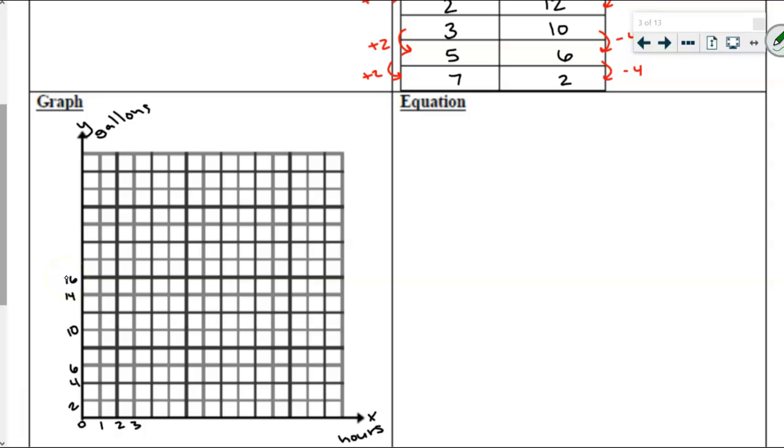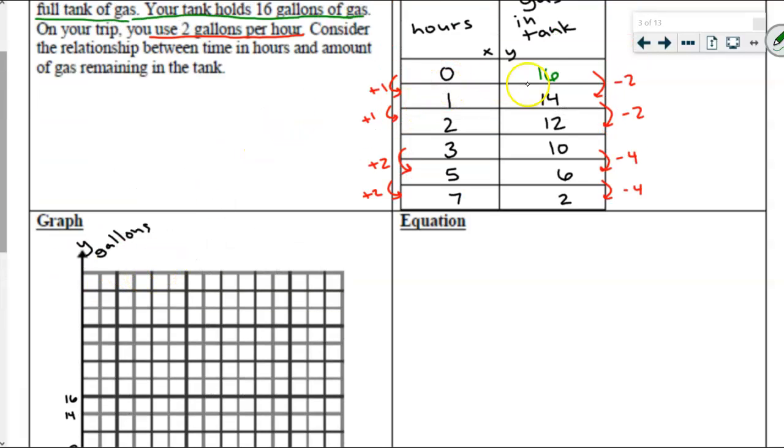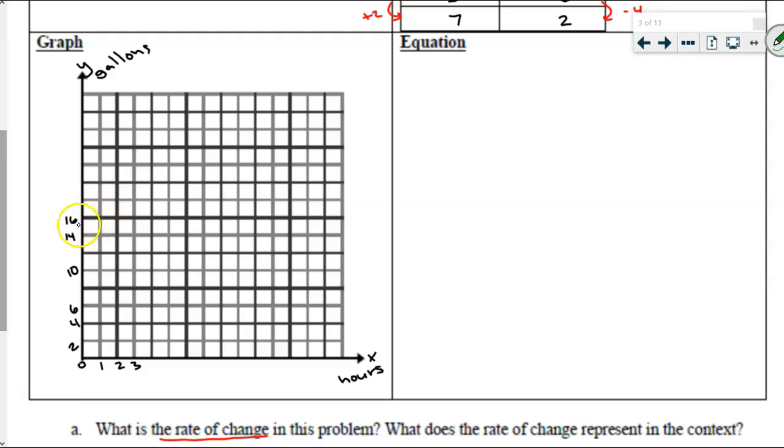And now I'm ready to plot those points. Remember, the first one is over 0 and up 16. We're starting with 16 gallons of gas. 1 hour later, so I'm going over 1, I've decreased 2 gallons and continuing on in this process. Notice this is a linear relationship, so I can just do a nice straight line to graph all of those points without having to draw each individual point, and that is my graph.